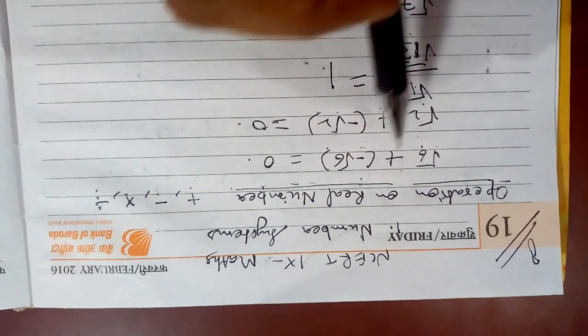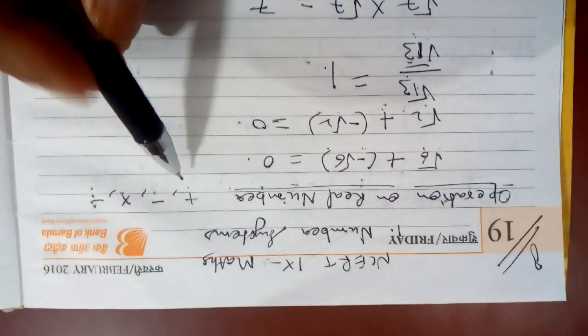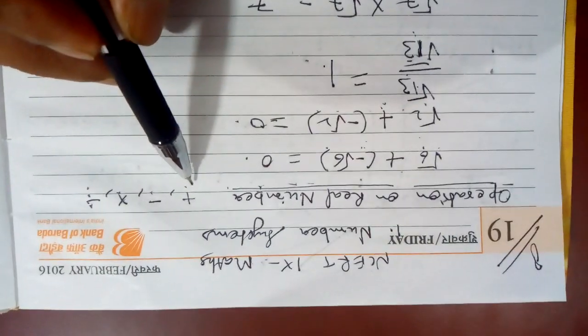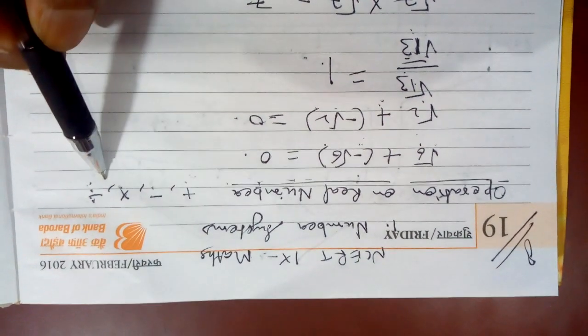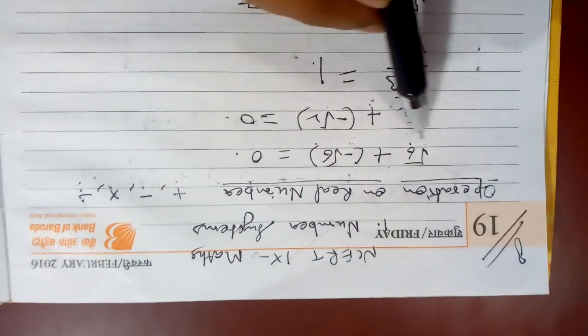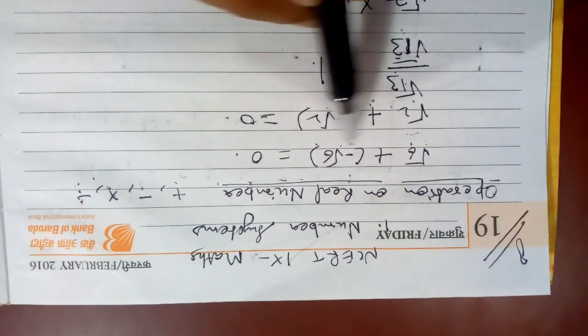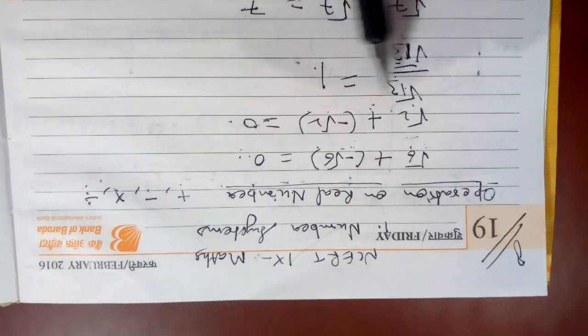So today I will teach you operations on real numbers. Operations on real numbers, that is rational and irrational, are plus, minus, multiply and divide. These are called the operations. So if you add irrational numbers, you may get a rational number.